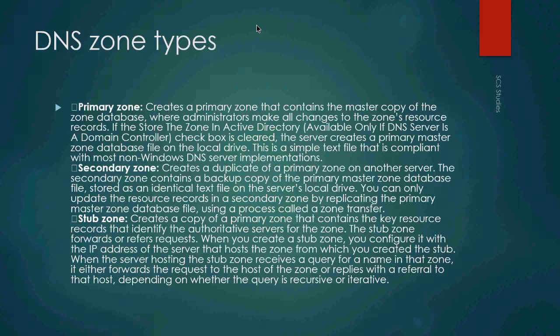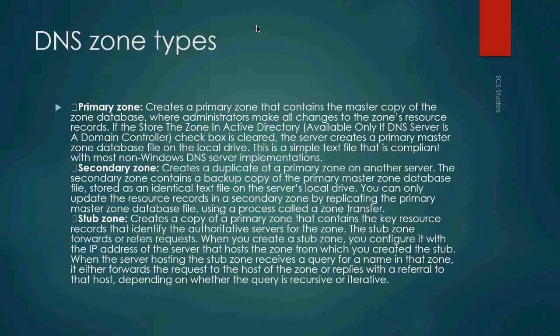The subzone forwards the referral request. When you create a subzone, you configure it with the IP address of the server that hosts the zone from which you created the stub. When the server hosting the subzone receives a query for that particular zone, it either forwards the request to the host, or the zone replies with a referral to that particular host, depending on whether the query is recursive or iterative. So depending on the request, it will have the authenticated DNS details.